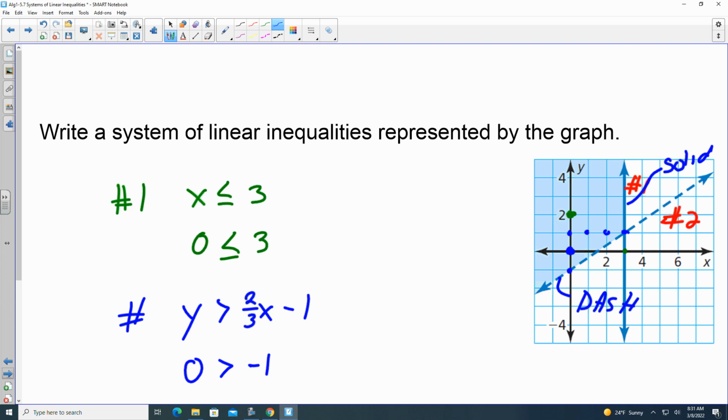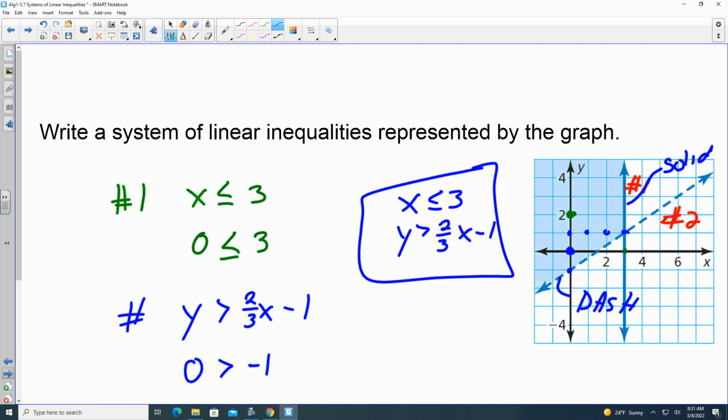So to finish up, x is going to be less than or equal to 3, and y is going to be greater than positive 2/3 x minus 1. Those are the inequalities that would satisfy that particular system. And that is being able to solve systems of linear inequalities.